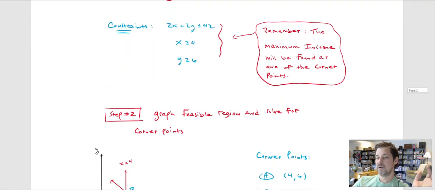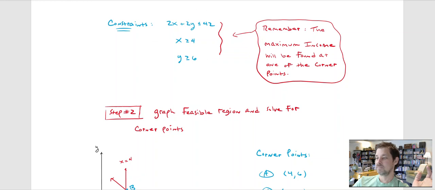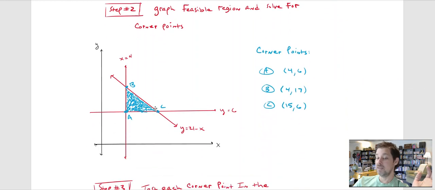So if I'm going to graph these inequalities, it looks like this region in blue. This triangular region has 3 corner points, A, B, and C. I'll have to solve for them, but as I said, that's been covered in other videos.